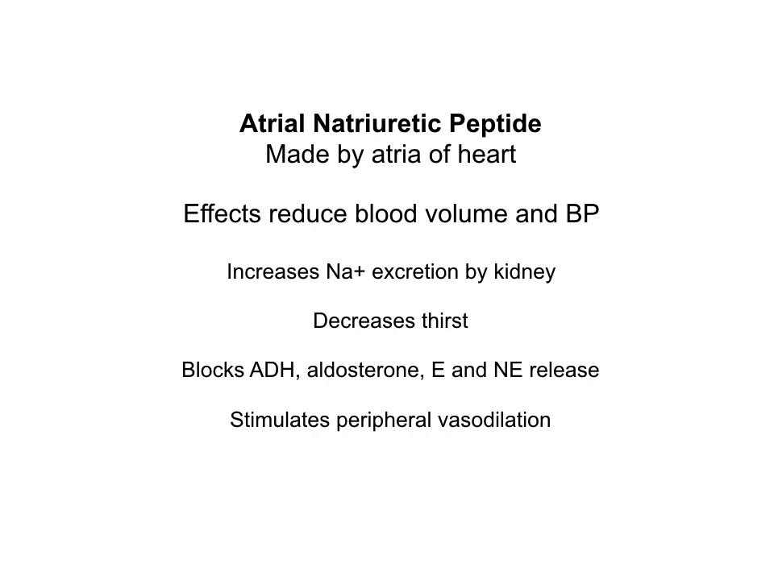ANP also will block the release of antidiuretic hormone, aldosterone, epinephrine, and norepinephrine. So it has the ability to block various hormones that all raise blood pressure. It also stimulates peripheral vasodilation. So that means arteries throughout the body are going to dilate. You're going to have a decrease in resistance, which is going to lead to a decrease in blood pressure.